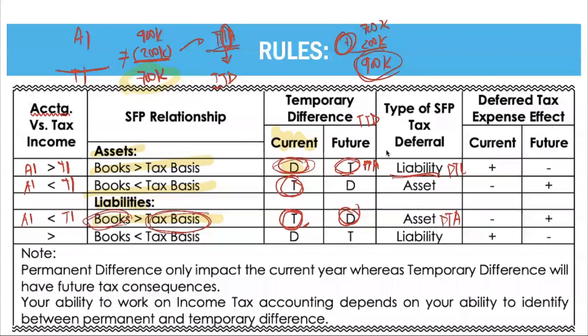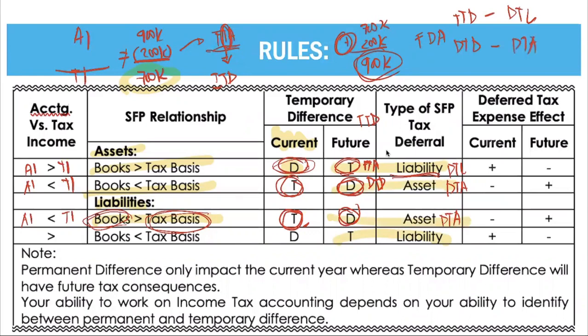Since you tax it in the current year, what will happen in the future? You have a future deductible amount. If you have a future deductible amount, then you have a deductible temporary difference. Deductible temporary difference, you will get a deferred tax asset. Take note, a taxable temporary difference arises a deferred tax liability. If a deductible temporary difference arises, then you have a deferred tax asset.